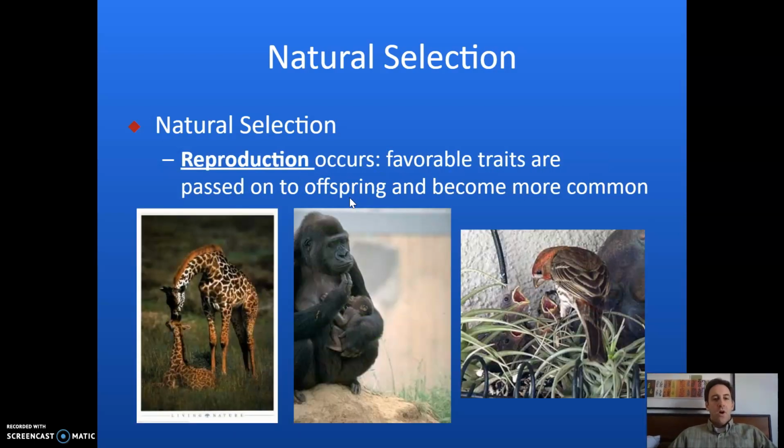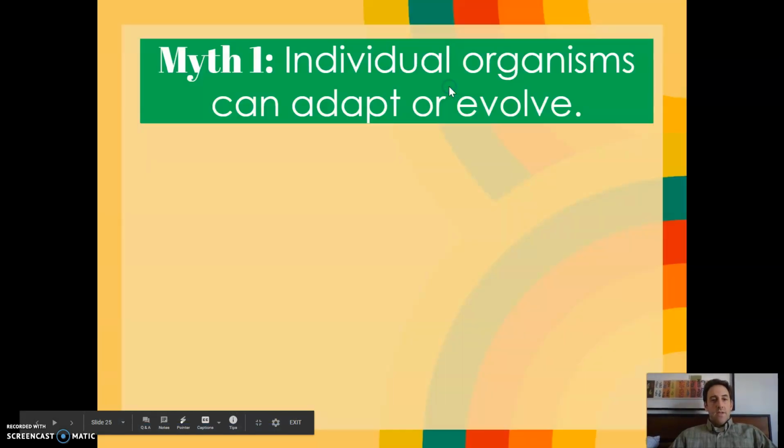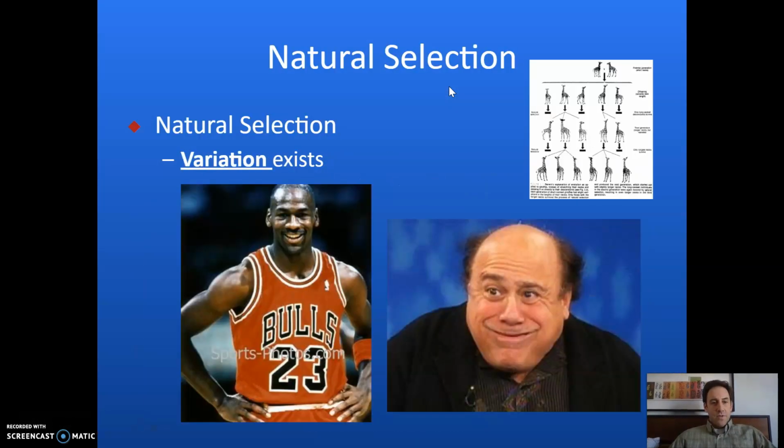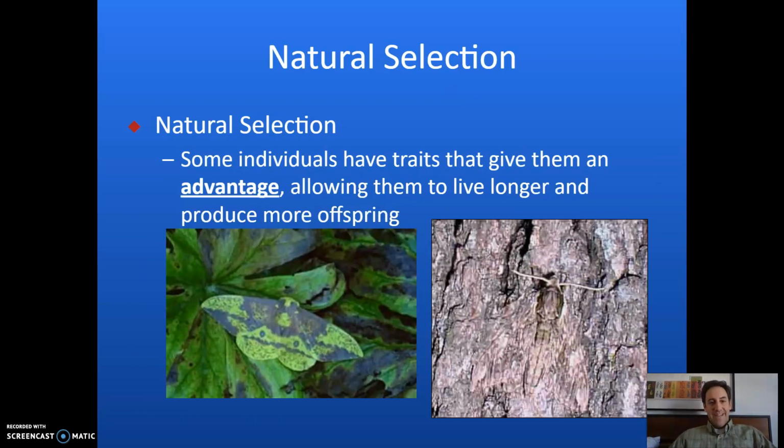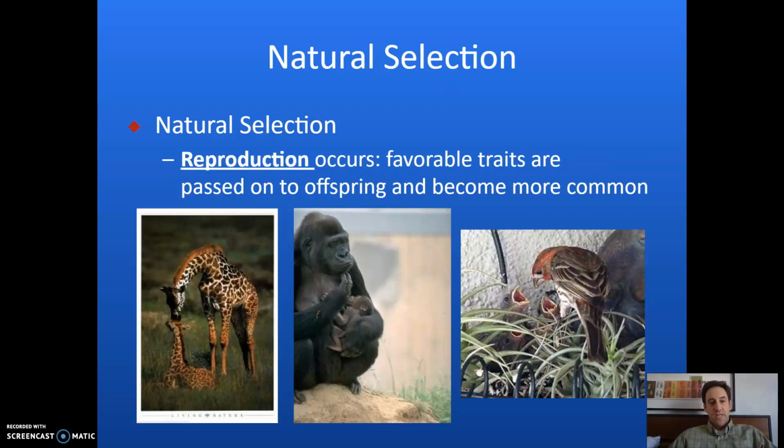And that brings us to R, reproduction occurs. Those favorable traits, since you're able to live longer and produce more offspring, they're going to be passed on, and those favorable traits are going to become more common. And I'll pause so you can admire the adorable little baby animals. Okay, so again, VEER, I'll just go through again. Variation, environment creates challenges, advantage for those who have a favorable trait, and reproduction to pass on that favorable trait.